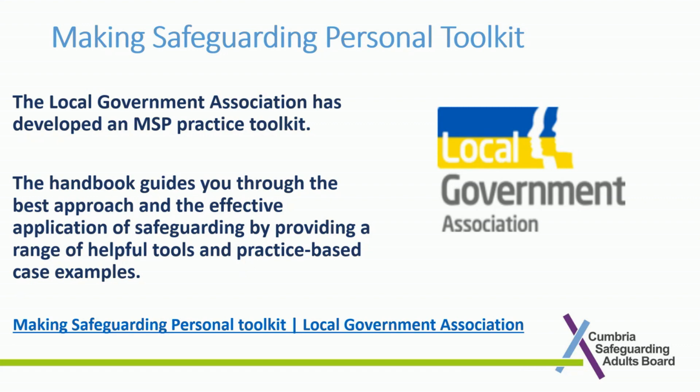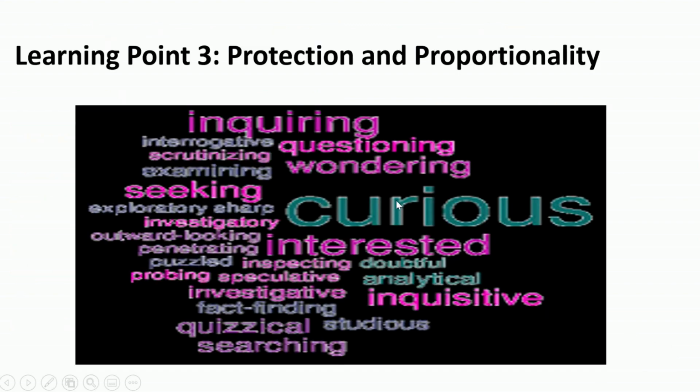Can we move to the next slide, please? We've got learning point 3. Okay, so learning point 3 was in relation to protection and proportionality. And the SAR for Sarah highlighted some good examples of practitioners being vigilant to concerns about Sarah and being proactive in following up on this, as Jackie's already said.